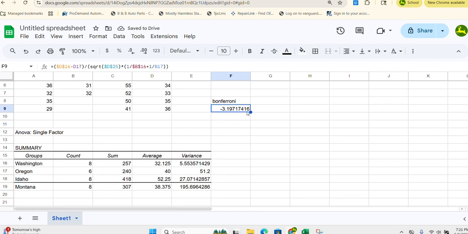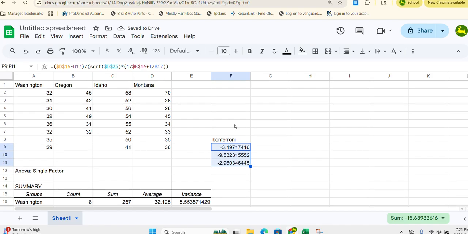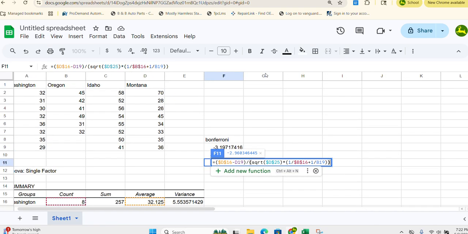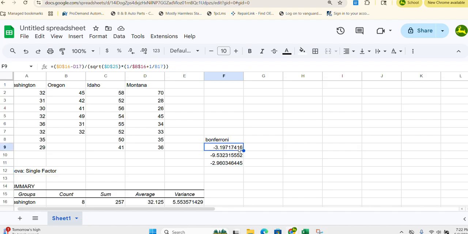Now, if I did it right, let's see if this works. So I just compared Washington to Oregon. This should be Washington, Idaho. That should be Washington, Montana. That should take care of them. Let's see if I did it right. By God, I did. Nice. Now, what a guy can do is this. If you drag this sideways, is that going to be right? No, it's not going to be right, but it's going to be similar. You with me?